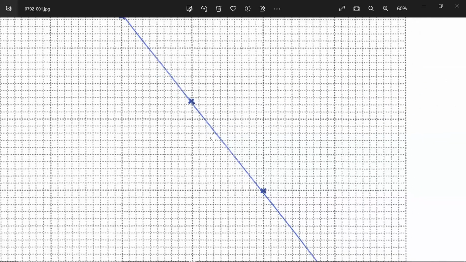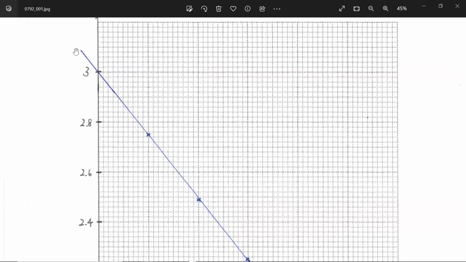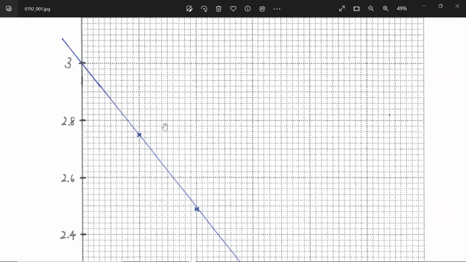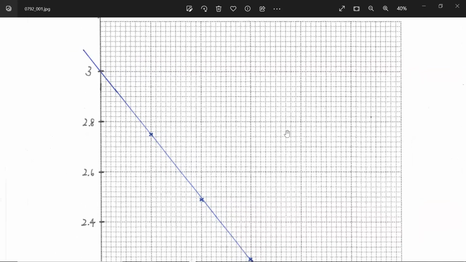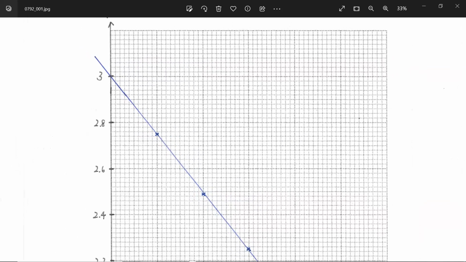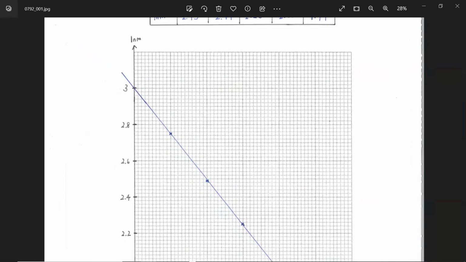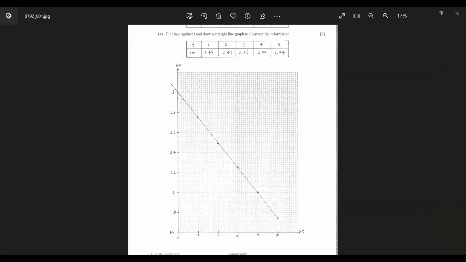Then of course, always extend your line to cut the vertical axis, because a lot of times we will need to use the vertical intercept later on in the question. As you will see for this question, we'll need to use it immediately. So let's go back and read the rest of the question.